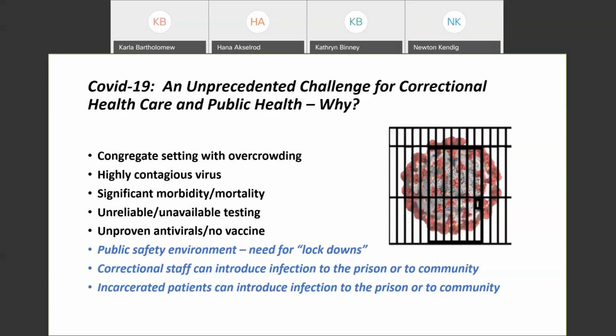But what's unique about corrections is we have the public safety overlay, where public safety is paramount. It's the mission of corrections. We have to search individuals as part of the correctional work, so there's close contact. And for safety reasons, you may need to lock down jails and prisons. You also have the issue of bringing infection into the prison from staff, or staff bringing the infection from the prison to the community. We'll have the issue of incarcerated patients doing the same for releases or new admissions.